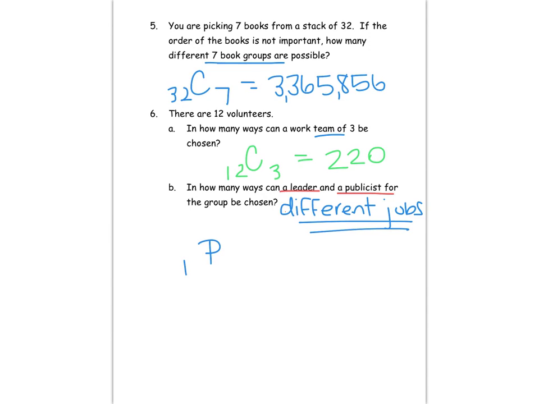You have 12 people you're picking from, and you want to pick 2 of them. You want to line them up though. First person leader, second person publicist, or vice versa. So 12 nPr 2 is 132 different ways to get a leader and a publicist.